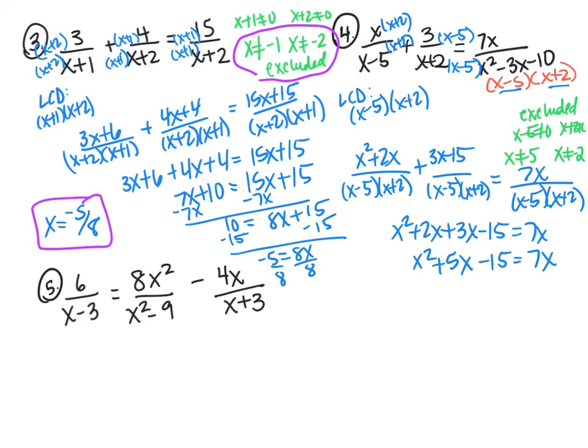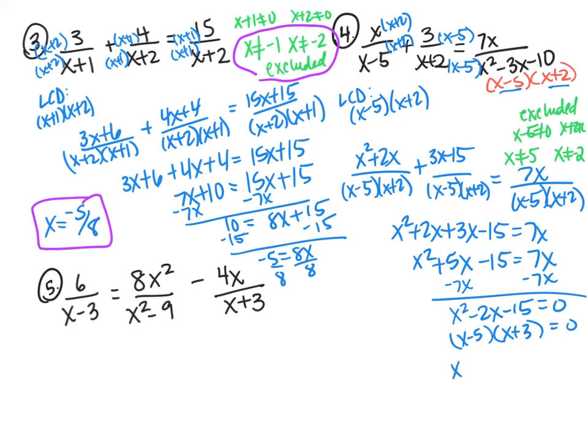I'm going to go ahead and set this equal to 0 since it's a quadratic. So move that 7x over. So I'm going to get x squared minus 2x minus 15 equals 0. Factor it up. I've got x minus a 5, x plus a 3. So that would leave me that x should equal 5 and x should equal negative 3.